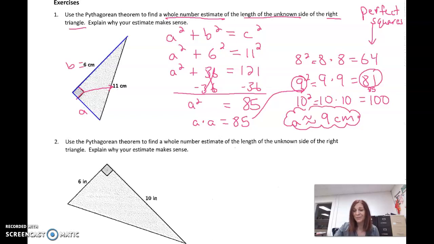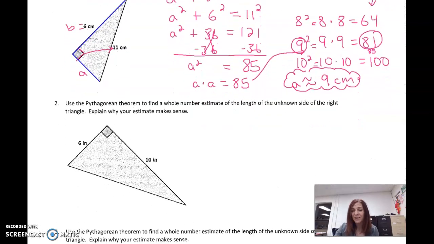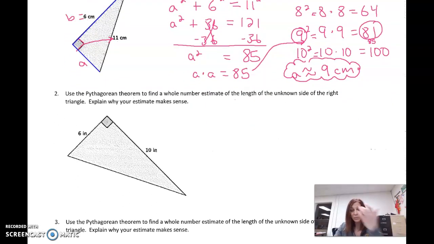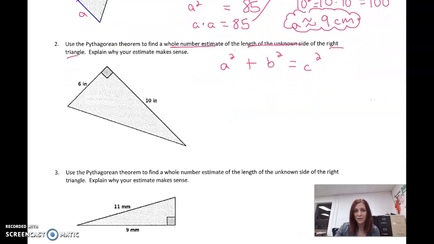All right, so that's what we're working on this lesson. This square, figuring out which number times itself, that's what we're going to continue through Module 7, at least topic A. Use the Pythagorean theorem to find a whole number estimate of the length of an unknown side of a right triangle. See kind of a repeat here? Pythagorean theorem. Again, we're not going to explain, we'll talk through it.